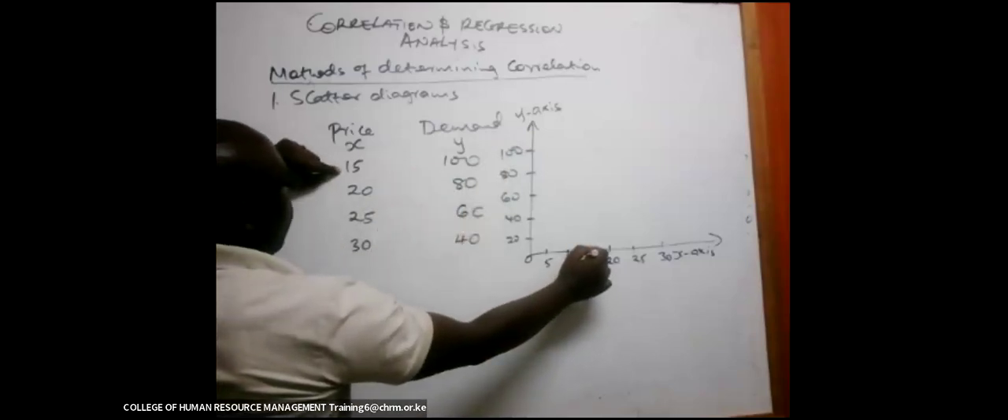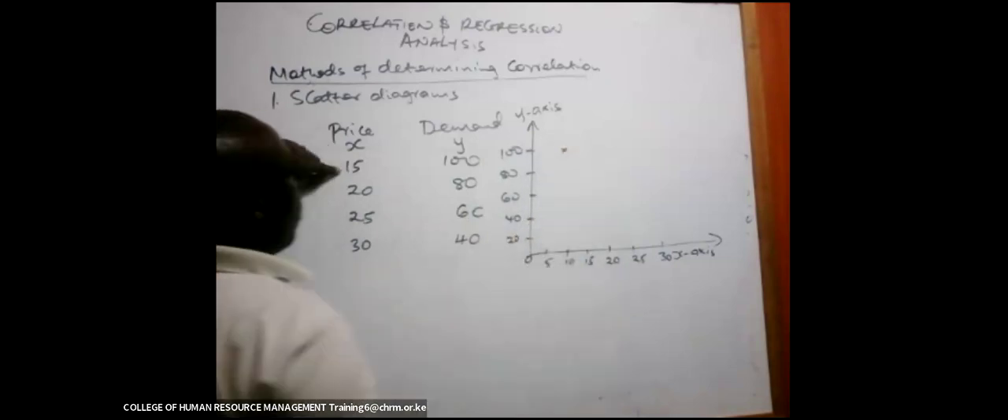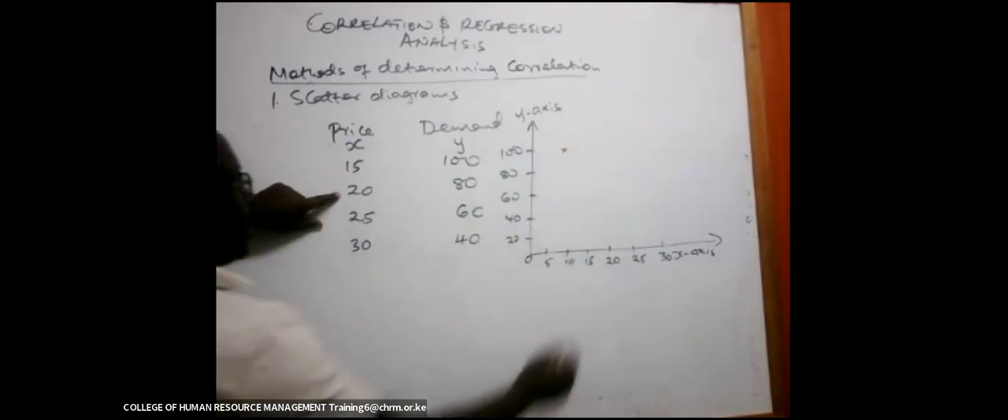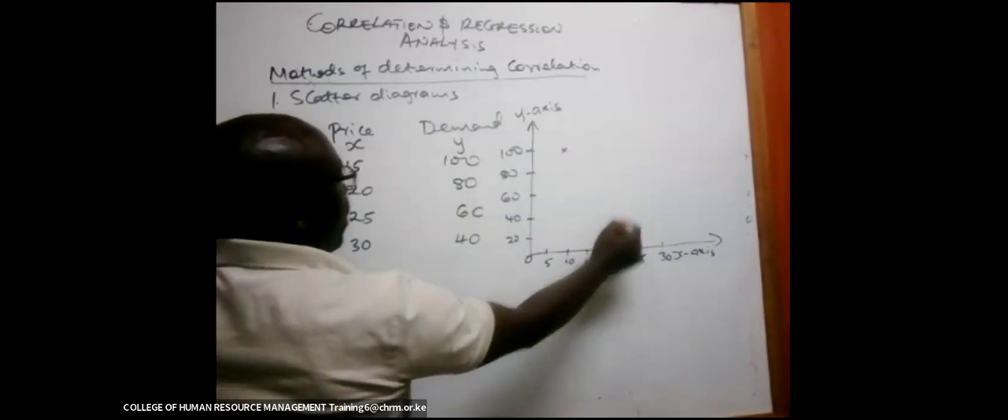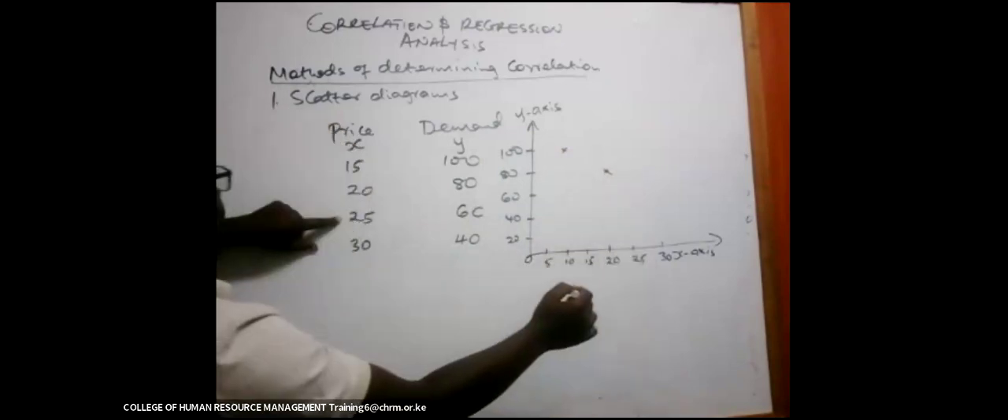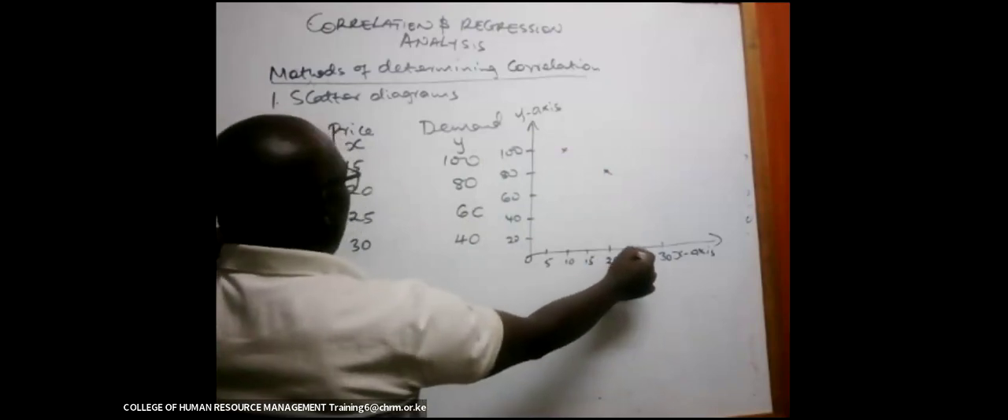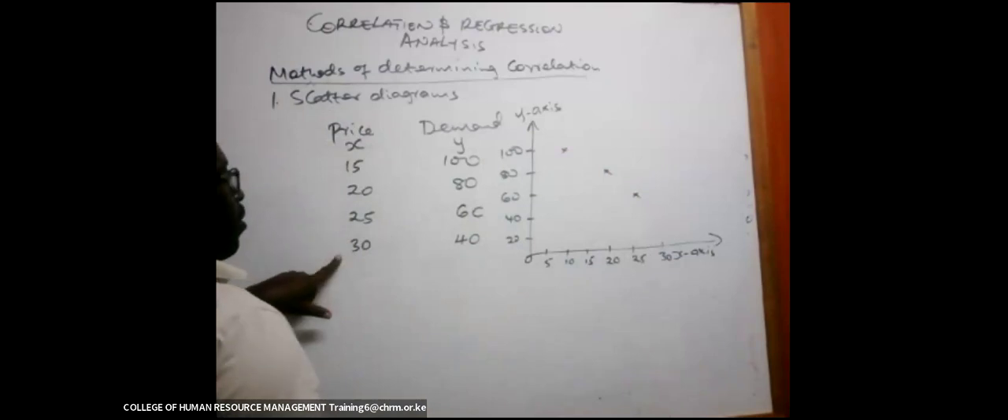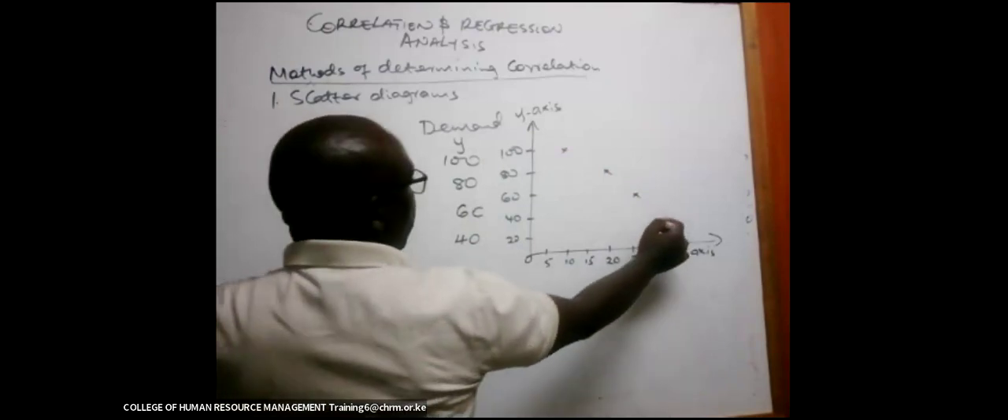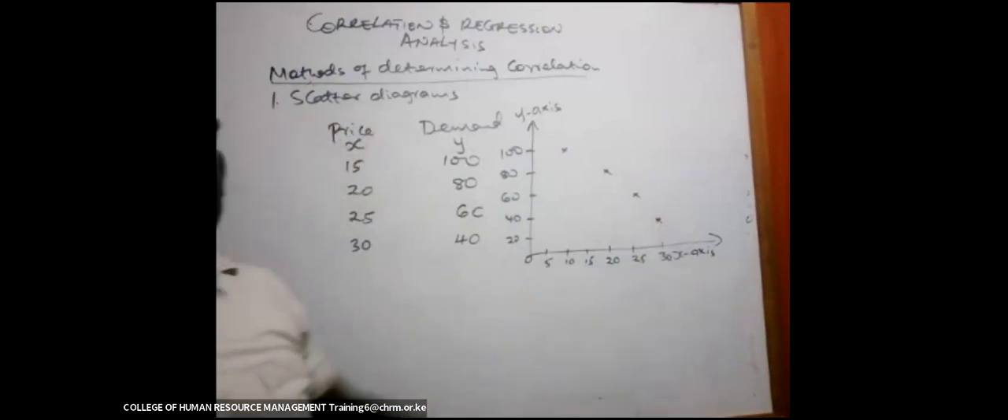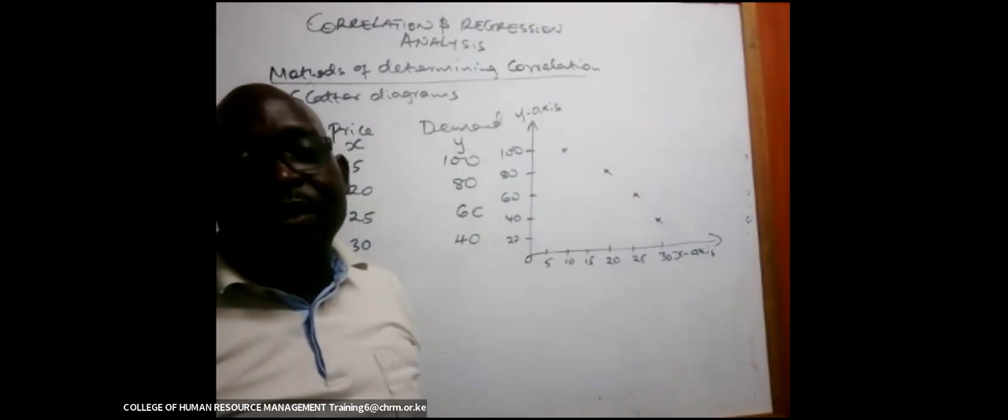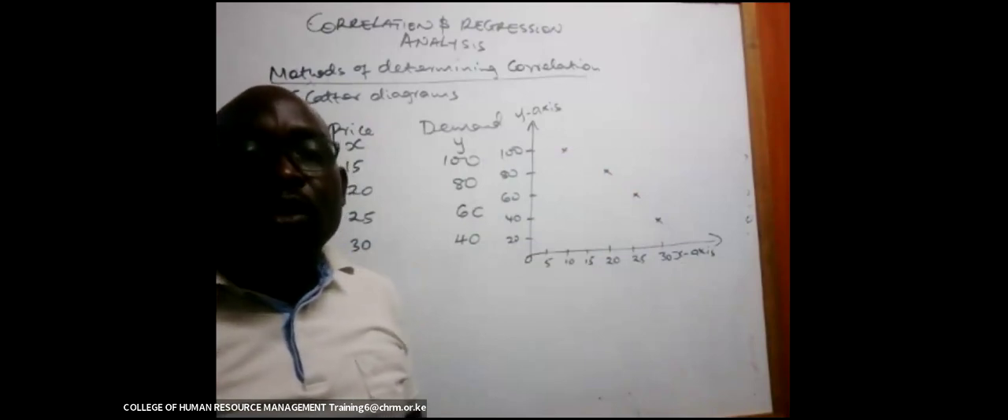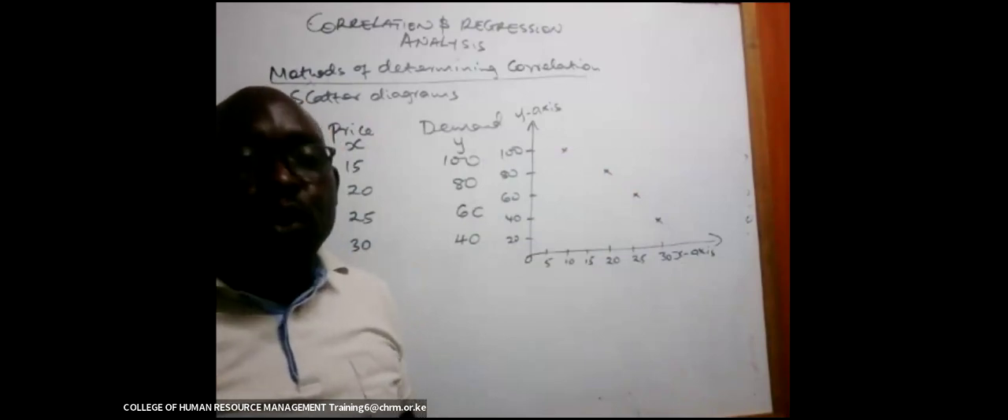So when x is 15, y is 100. When x is 20, y is 80. When x is 25, y is 60. And when x is 30, y is 40. So you just plot the points like that. And then after plotting, you can be able to tell the level of correlation.